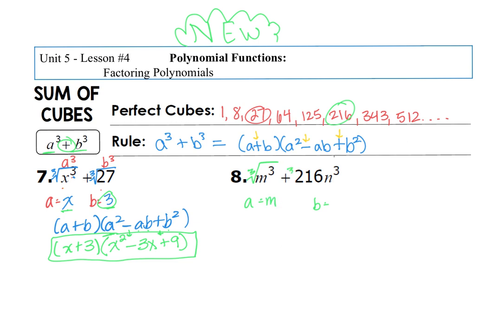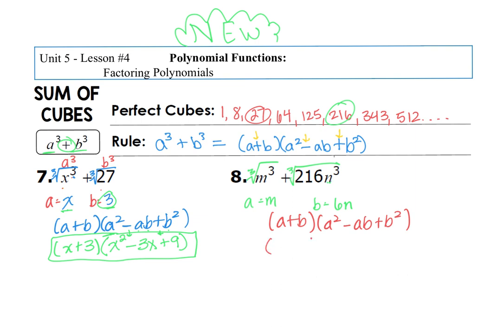I'm going to cube root the whole thing of 216n cubed. The cube root of 216 is 6, and the cube root of n cubed is n. So a is equal to m, and b is 6n as a grouping. So let's go ahead and, again, remember that this factoring goes a plus b, then a squared minus a times b plus b squared. And we'll fill this all in.